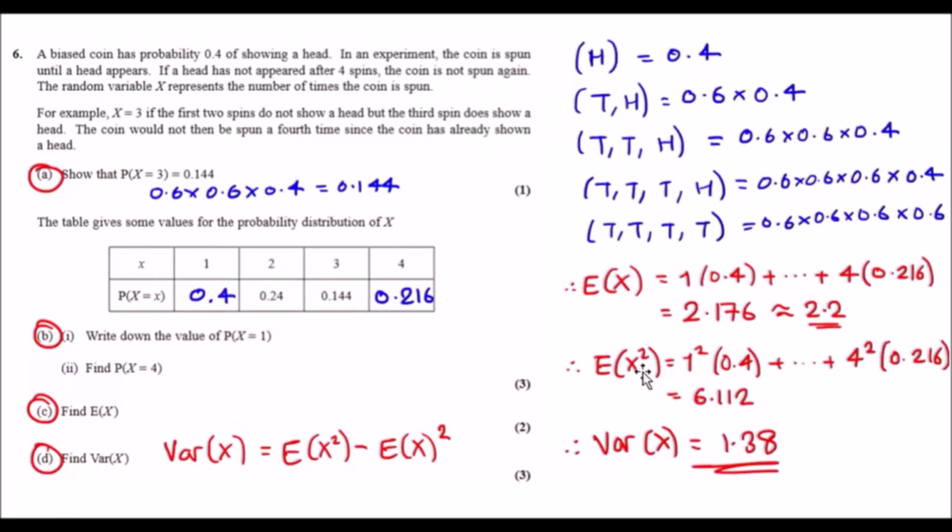So it should be 1 squared times 0.4, like I did here, plus 2 squared times 0.24, and so on, until you get to 4 squared times that. So resolve it, and then you should get 6.112. And finally, just plug into the general formula. So it'll be 6.112 minus the mean squared, 2.176 squared, and you should get 1.38 variance.